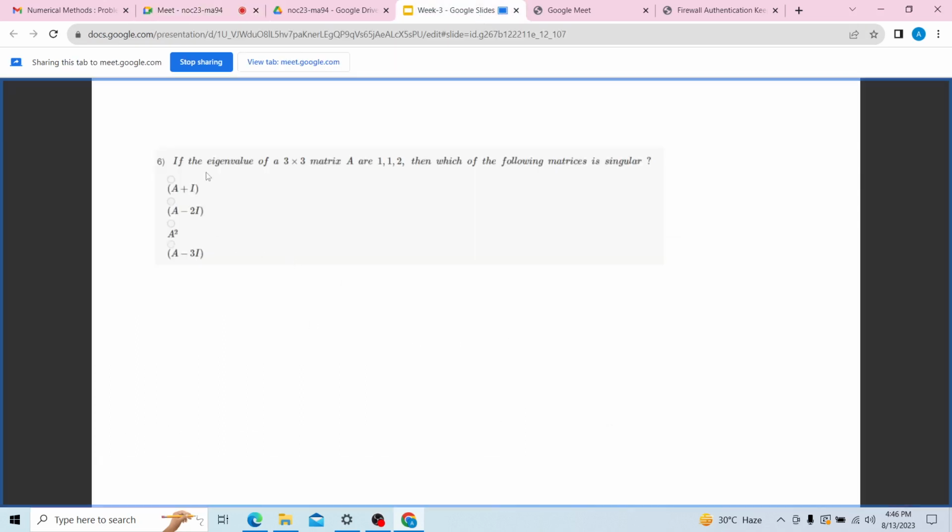The next question is, if the eigenvalues of a 3 cross 3 matrix are 1, 1 and 2, then which of the following matrices is singular? You just need to find which matrix has determinant 0. For A minus 2I, you will get eigenvalues as minus 1, minus 1 and 0. So the product of these will be 0. So the determinant of A minus 2I is 0. That means this matrix is singular. For the others, you will not get determinant as 0.